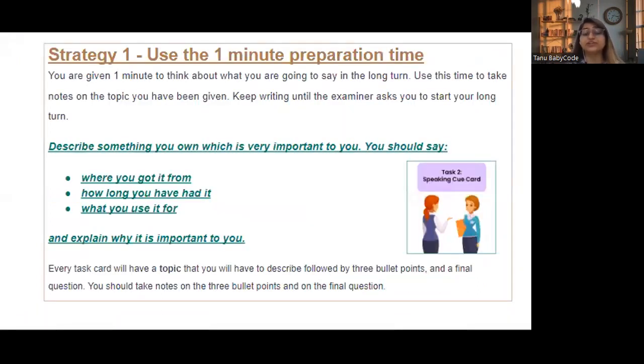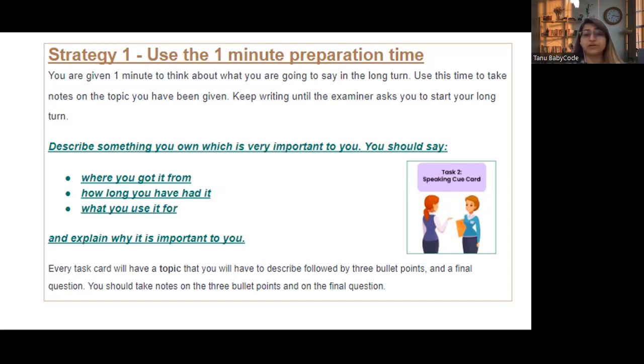Strategy number 1 is that you have to use the 1 minute preparation time, which is very important. You have 1 minute; for what you're going to say in the cue card, use this time to make notes, and keep writing until the examiner asks you to stop. 1 minute is very crucial because this 1 minute will help you to speak for 2 minutes.